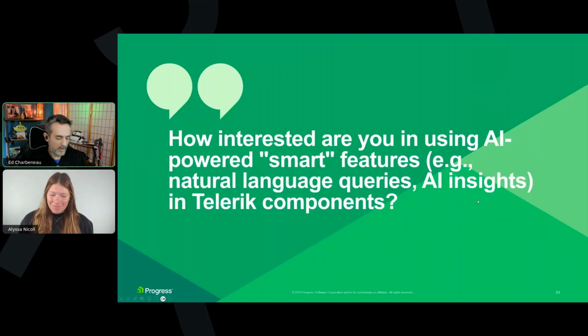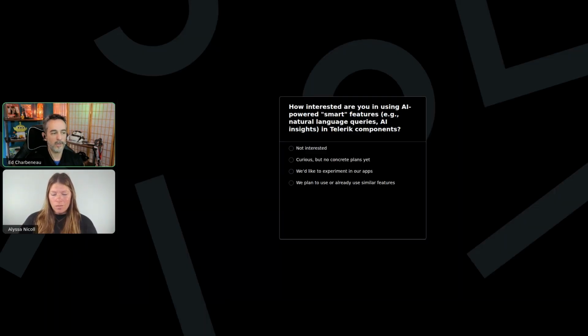So I demoed those things out in ASP.NET Core. They work identically in Blazor, so I won't go over those again, but we will jump to a poll question about some of the features that I just showed you. So if we could get that poll up, we'd like to ask you, how interested are you in using AI-powered smart features like natural language queries and so on in our components?